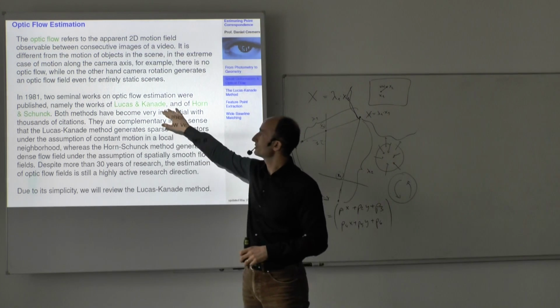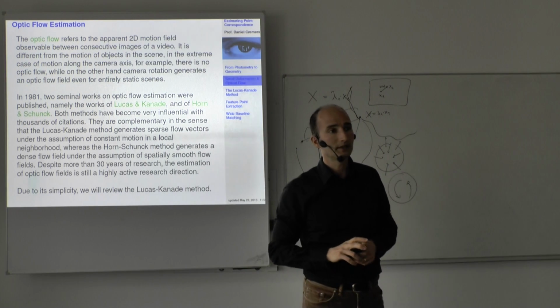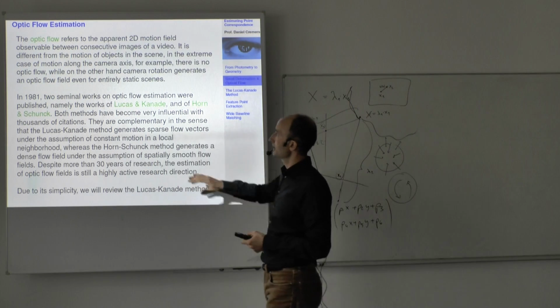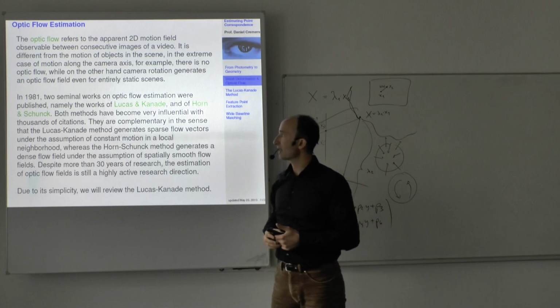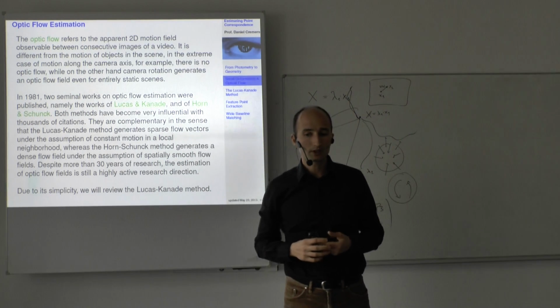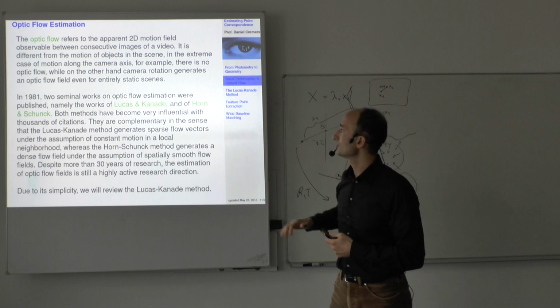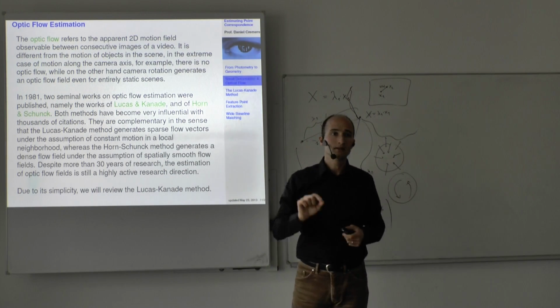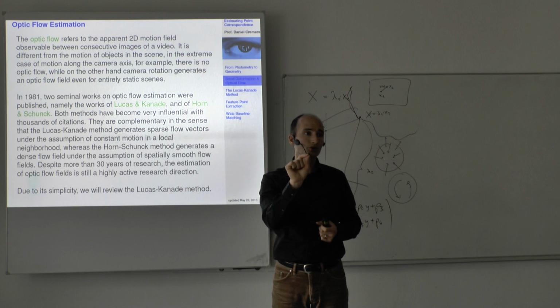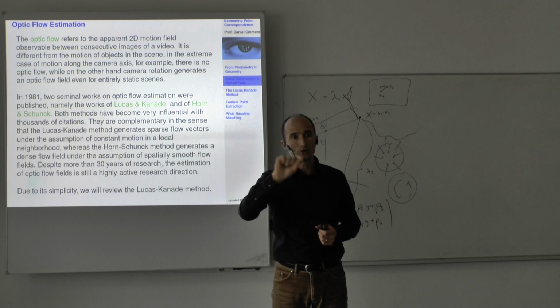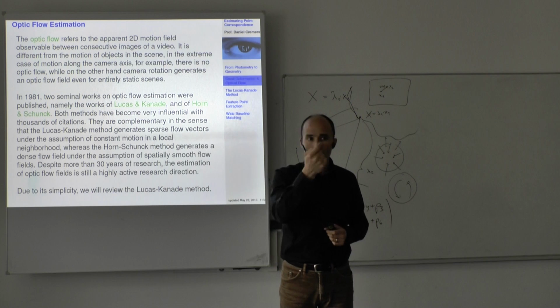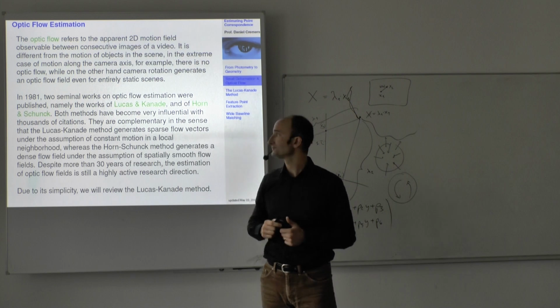Interestingly, though, these two approaches are not identical. They are complementary in the sense that the Lucas-Kanade method is a sparse method, and it's somewhat simpler to read. You need a little bit less mathematics to understand it. It's a method that says, I want to estimate the motion at any given point, and I assume that the whole neighborhood moves in the same fashion. So you assume that the motion is constant in a certain vicinity.